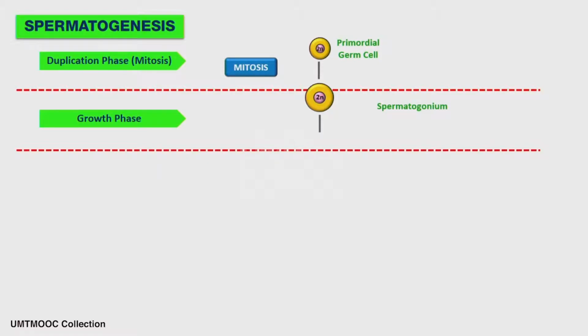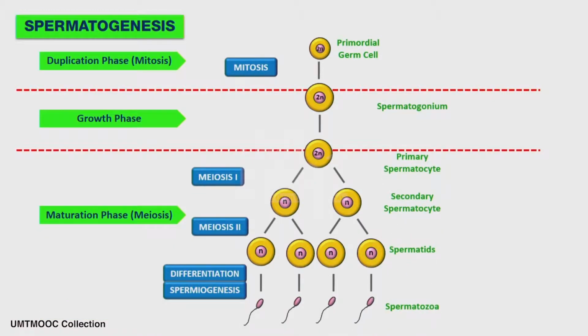And the final phase is the maturation phase or meiosis. In this phase, the primary spermatocyte starts meiosis 1 division into two secondary spermatocytes, each being haploid cells. The secondary spermatocyte undergoes a meiosis 2 division, resulting in two spermatids, and each spermatid undergoes differentiation known as spermiogenesis, resulting in spermatozoa.